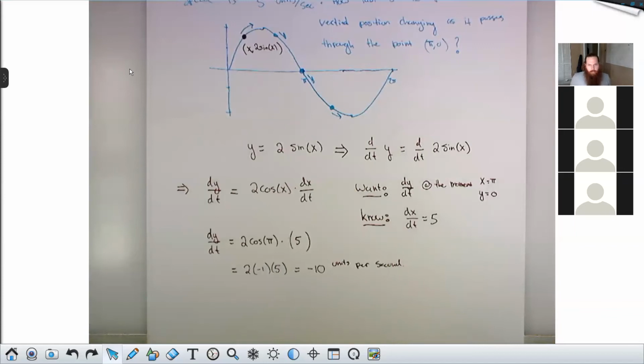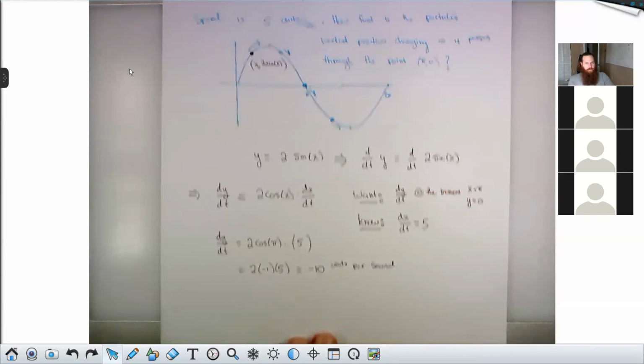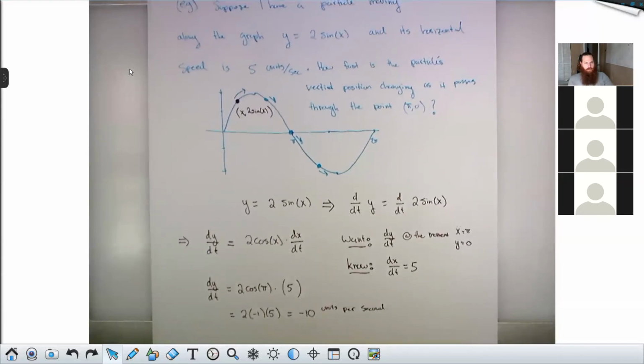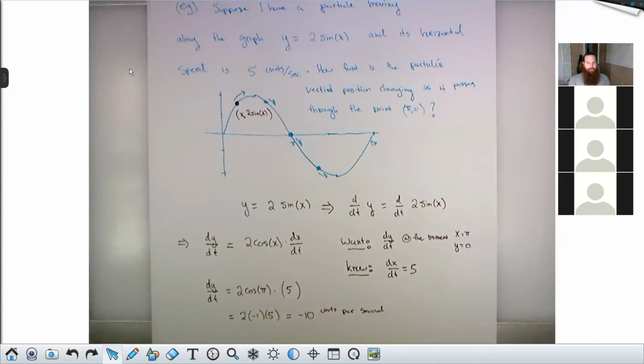I'd like to do one more purely mathematical problem, if there's time. I think there is. But first, any questions on this fellow? Can you show on the graph how it's moving -10 units per second? Is there a way to visually see it?